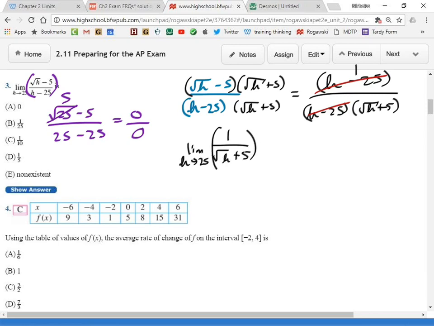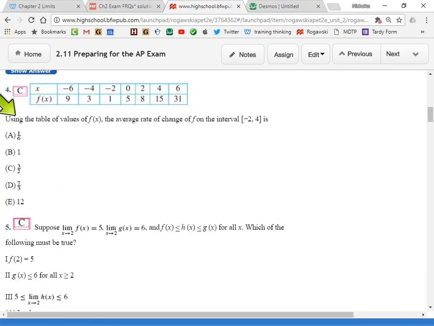Okay, so now I plug the 25 in. What do we get? We get 1 over the square root of 25 plus 5. That gives me 5. 5 plus 5 is 10, so we get 1 over 10. That's our answer. Direct substitution will work most of the time. Sometimes if it doesn't work, then you just have to manipulate it. So just think of manipulation every time you get an indeterminate form.